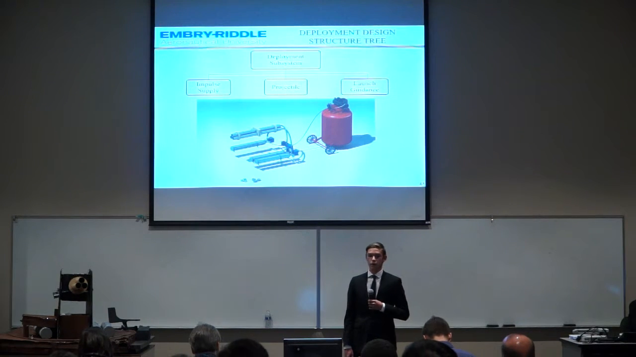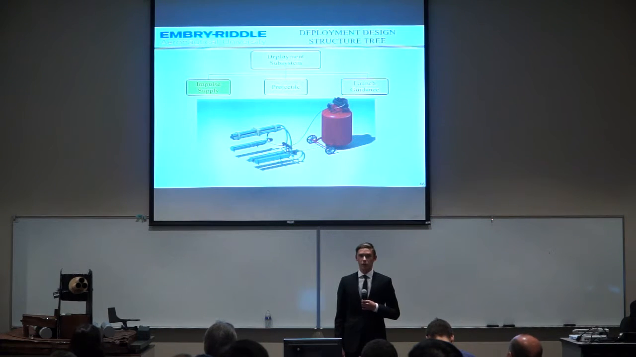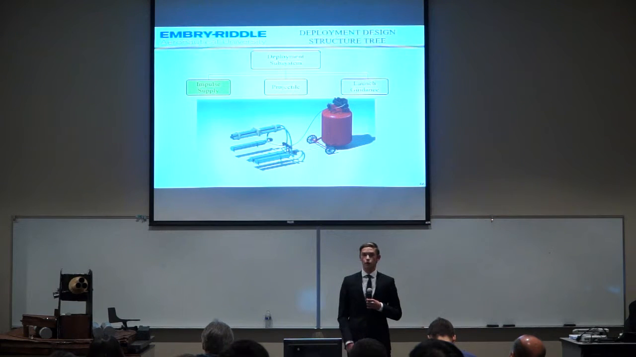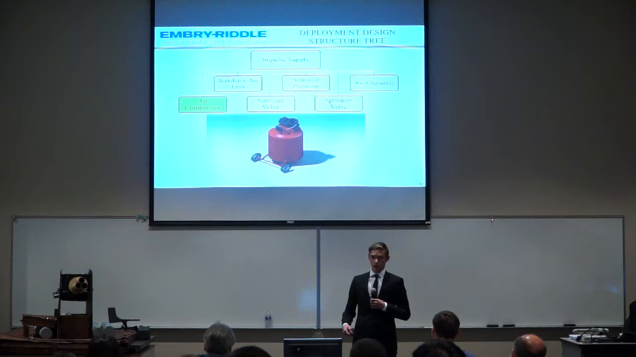It has 3 components, the first being the impulse supply. The purpose of the impulse supply component is to generate, store, and deliver compressed air throughout the deployment subsystem. Looking more into the impulse supply, it's made up of 6 elements, the first being the air compressor. This compresses air to 125 psi in its 27-gallon air tank.